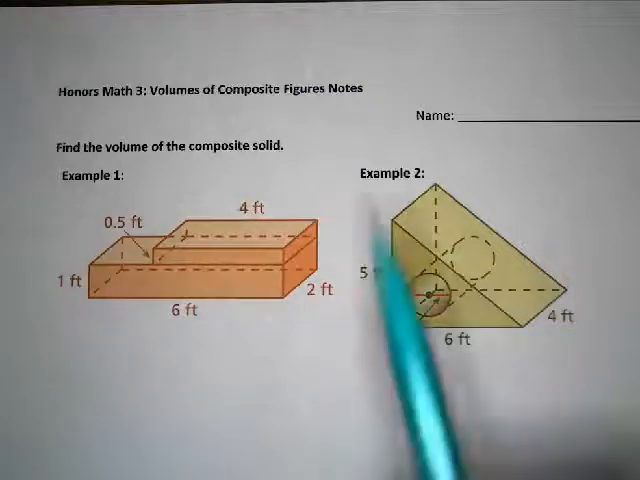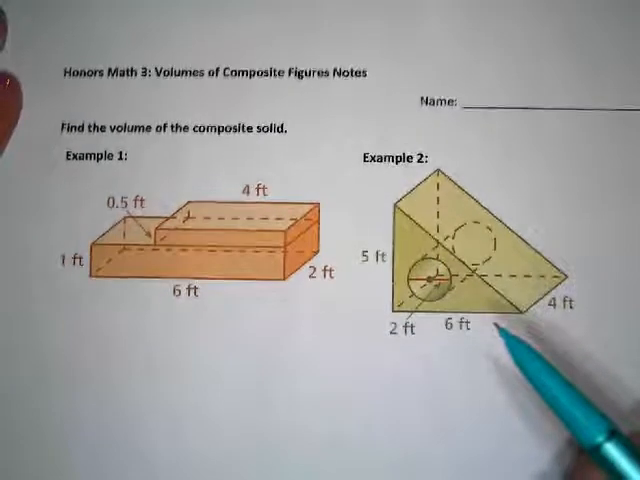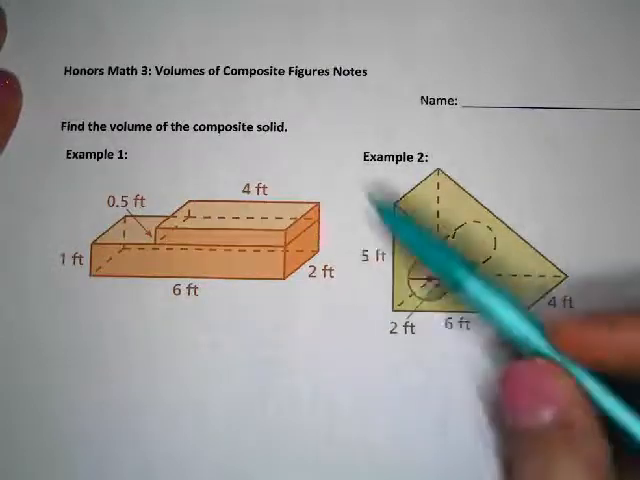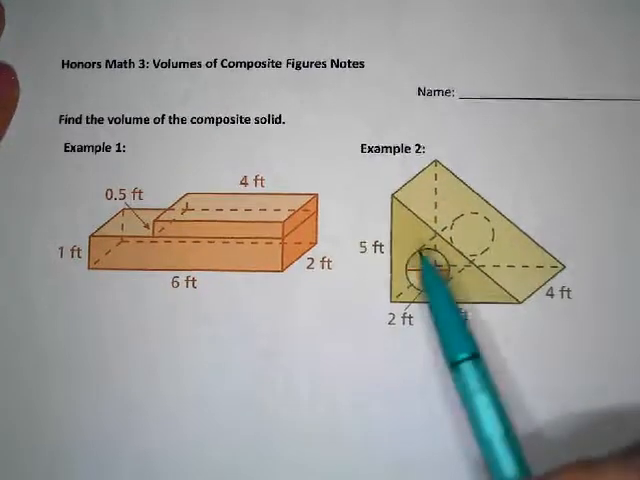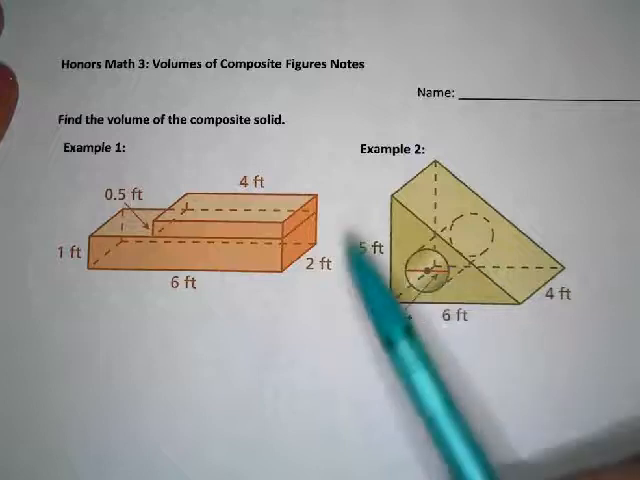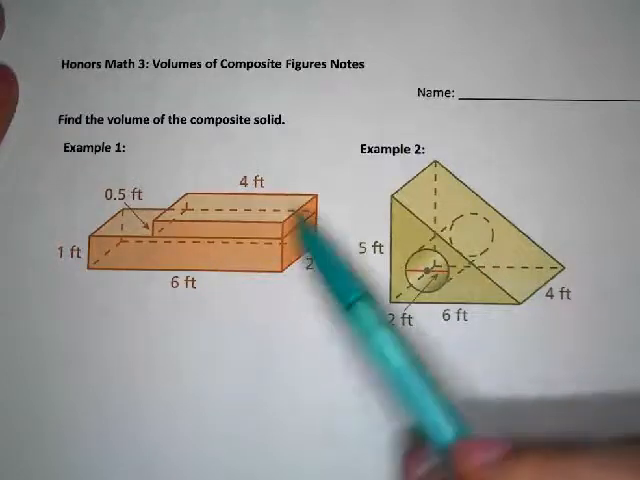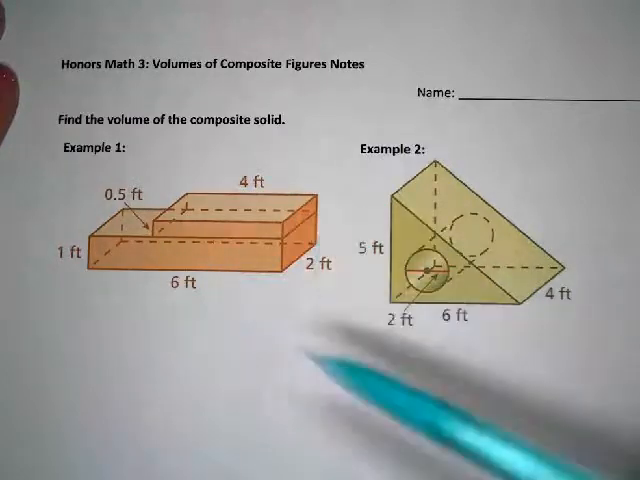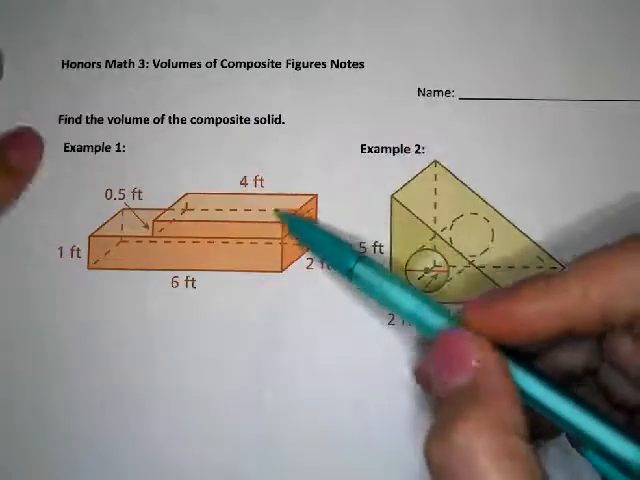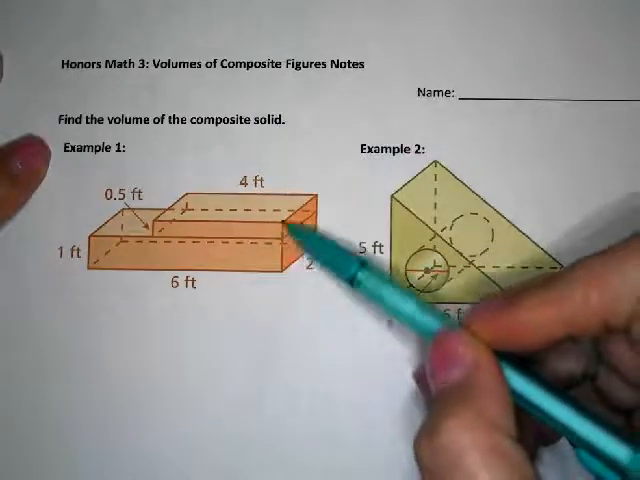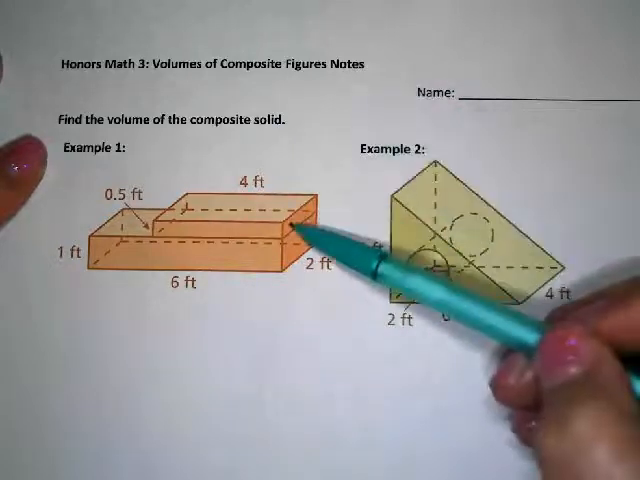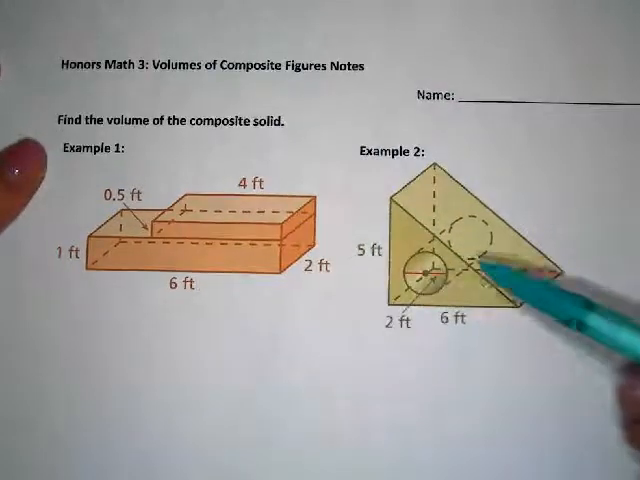All right, so next in the unit, we're going to be finding volumes of composite figures. So I went ahead and printed my notes in color, thinking that that might help you see the difference in the two shapes a little bit easier. So in the first example, you can see that there's two different figures, one that will be added to another.